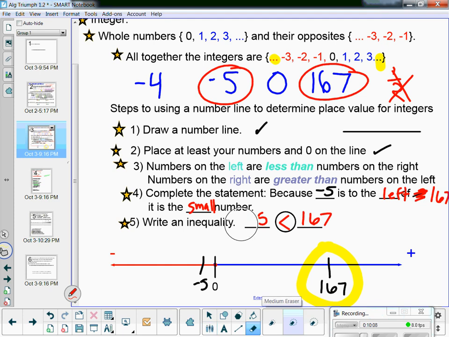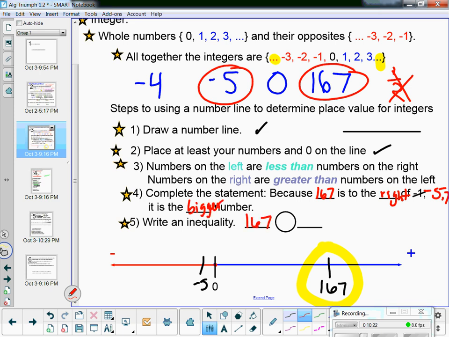Let's do it backwards. Because 167 is to the right of negative 5, it is the bigger number. So 167 is greater than negative 5.